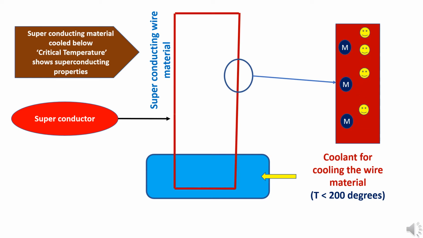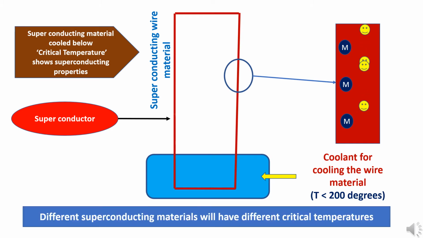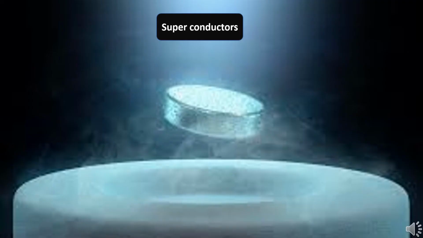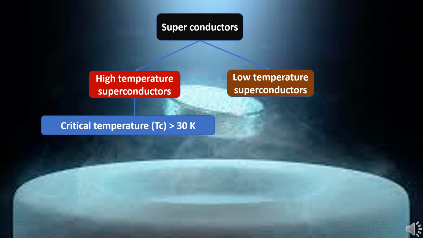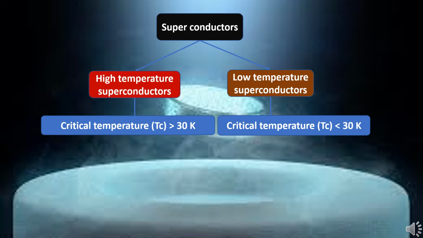Superconductivity was initially observed in mercury but was later found to be exhibited by many other elements, like niobium and titanium alloys. The critical temperatures of different superconducting materials differ, some high and some low. Based on the critical temperatures, superconducting materials are classified into high-temperature superconductors and low-temperature superconductors. The materials which exhibit superconductivity when cooled to temperatures greater than 30 Kelvin are the high-temperature superconductors, while the materials which have critical temperatures less than 30 Kelvin are the low-temperature superconductors.